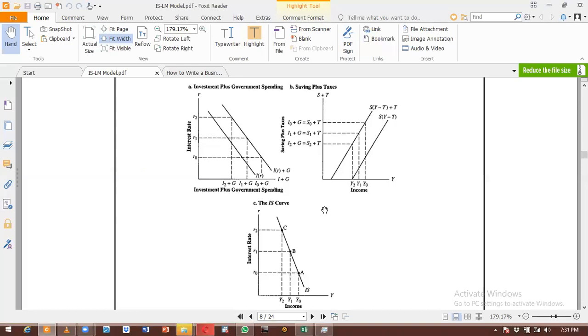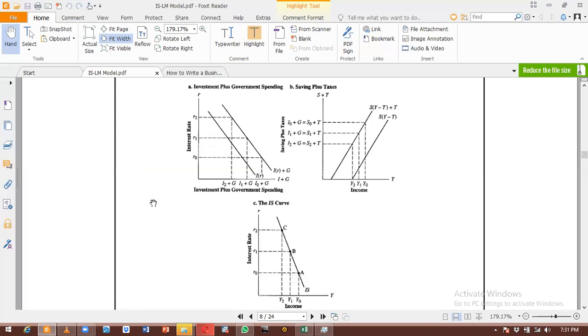Please, are you trying to say that as interest rates increase, income also increases? Come again. Please, are you trying to say that as interest rates increase, income also increases?